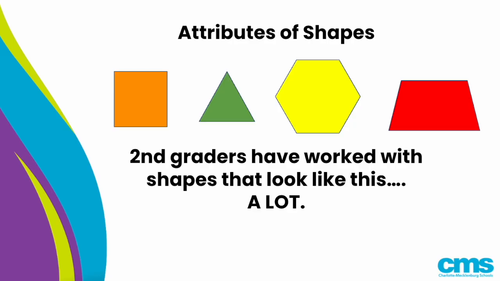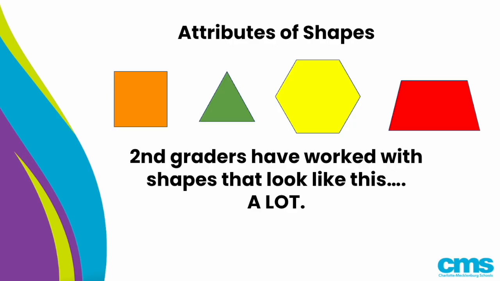And by second grade, kids have seen these particular shapes. They've worked with them a lot. And I put these colors up here on purpose because kids have used these shapes that we call pattern blocks. They're like hands-on shapes, and they've been using them since kindergarten. So to them, they see the orange square, they know that's a square. They see that green triangle and they know it's a triangle, and so on.